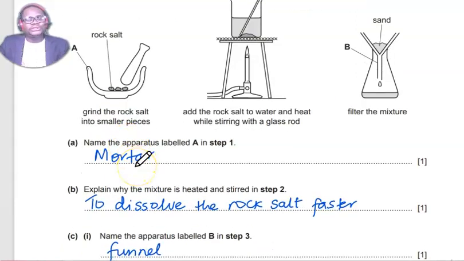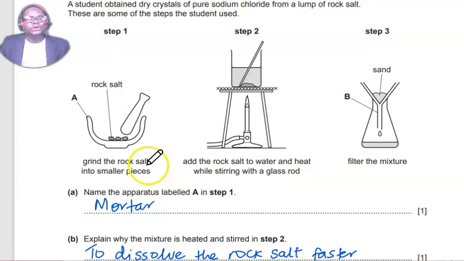Then the second question says, explain why the mixture is heated and stirred in step 2. Now, when you have the rock salt, after you have ground it, and you pour it into the beaker, you have to heat it up and stir. Essentially, it is so that the rock salt can dissolve faster. You need to dissolve it before you filter. Okay, so you need to dissolve the rock salt before it is filtered.